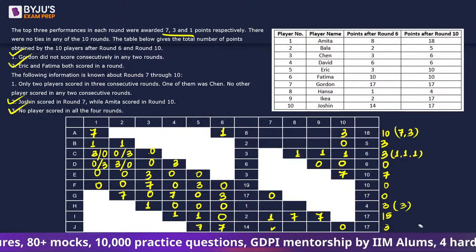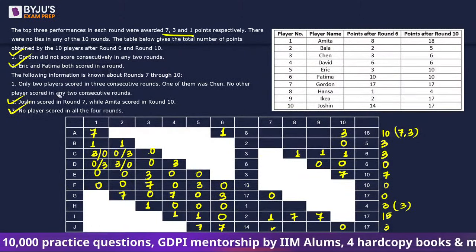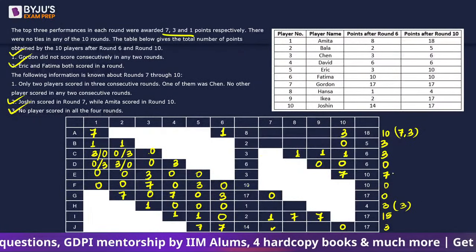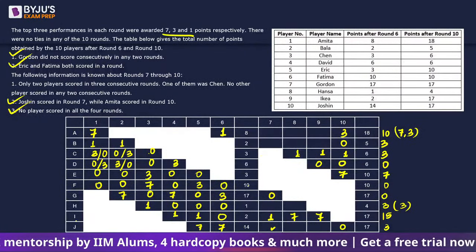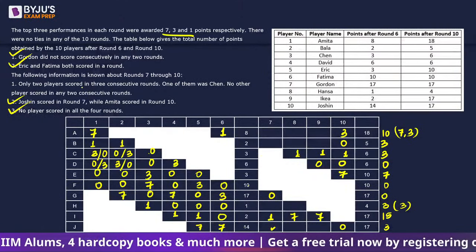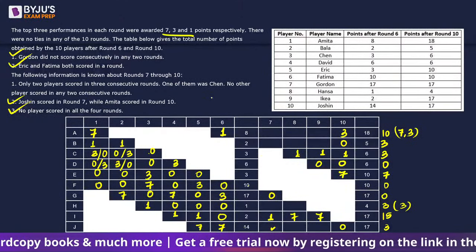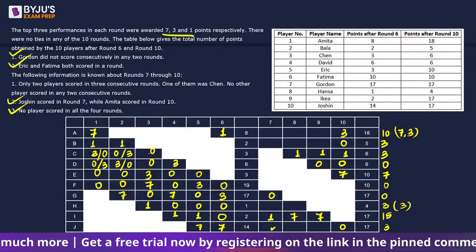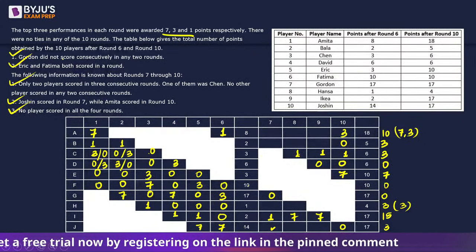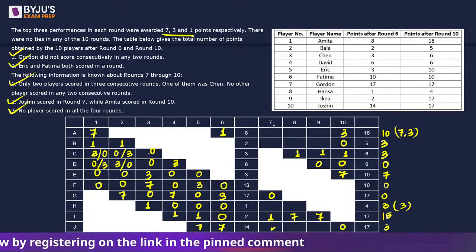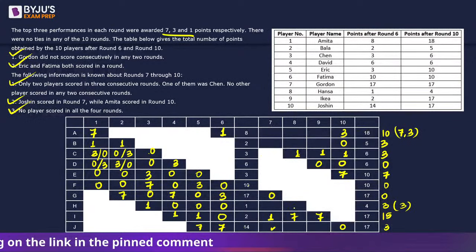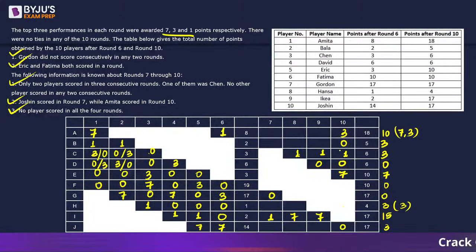So we can say that now 2 players, and those 2 players are Chen and I think I is Ike here, who scored in 3 consecutive rounds. They did. And no other player scored in any 2 consecutive rounds. So 2 consecutive bhi nahi allowed hai. Now if you pay attention, 1 is done in all the 4 rounds, 7 is done in all the 4 rounds. We are only left with 3s. 3 is already there in 10th round, right? And there is 1 7 that is missing. It has to be round number 7 for A, the other 2 being 0.